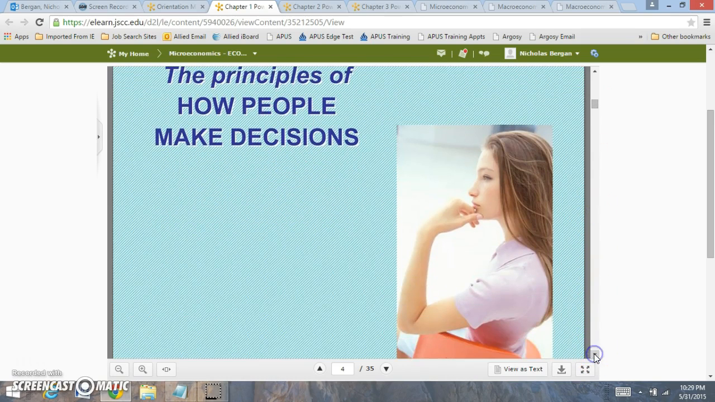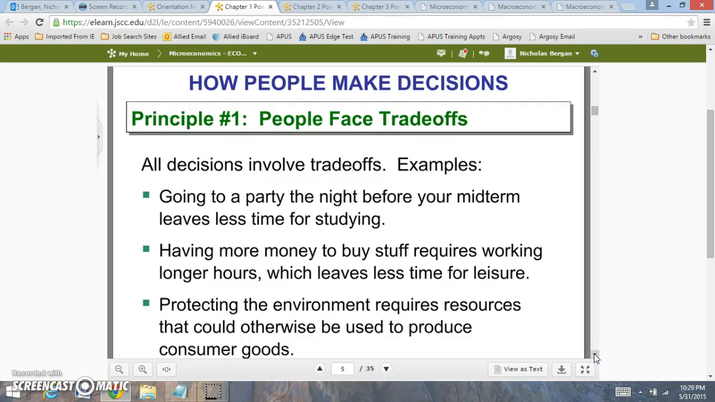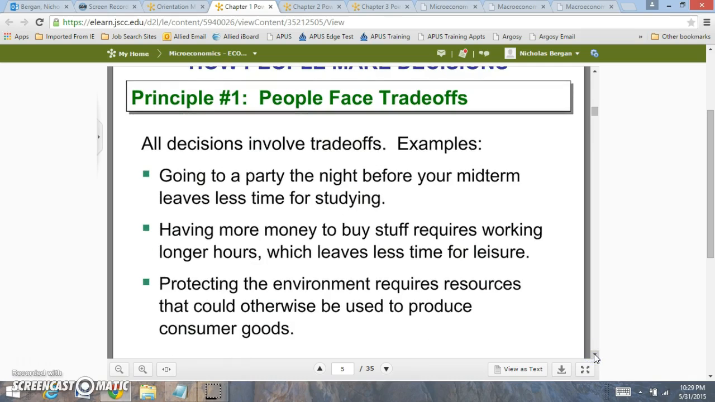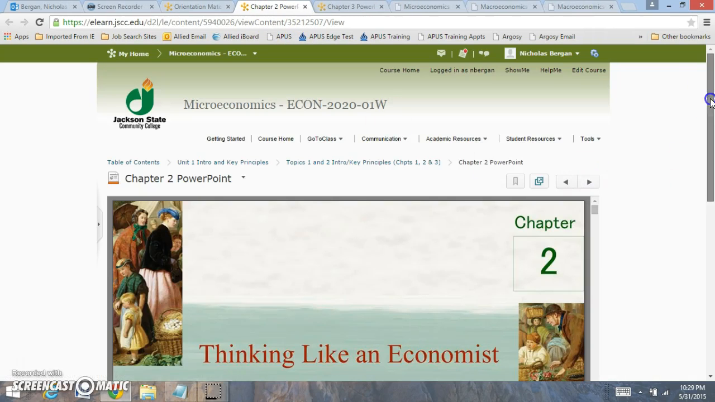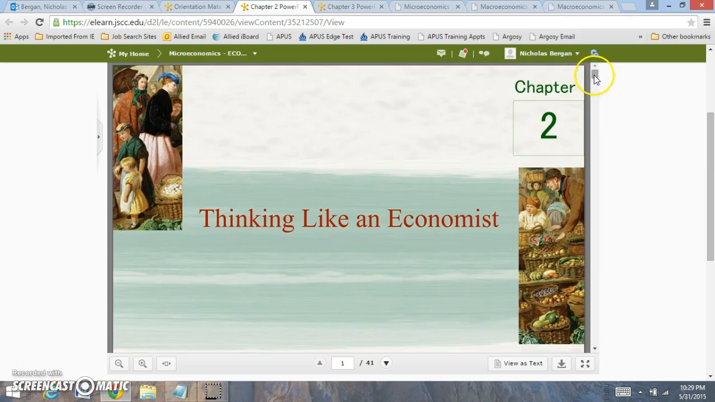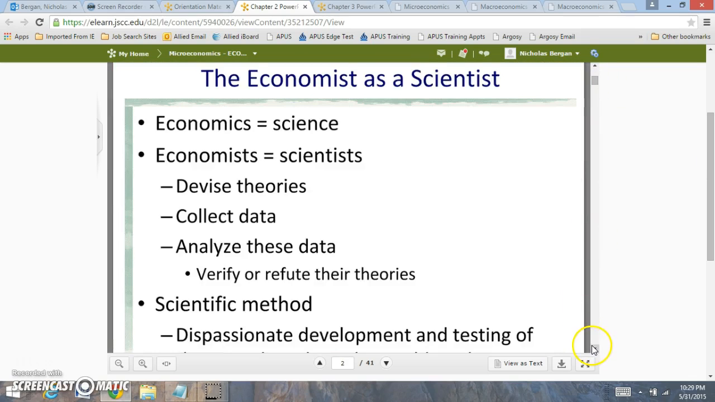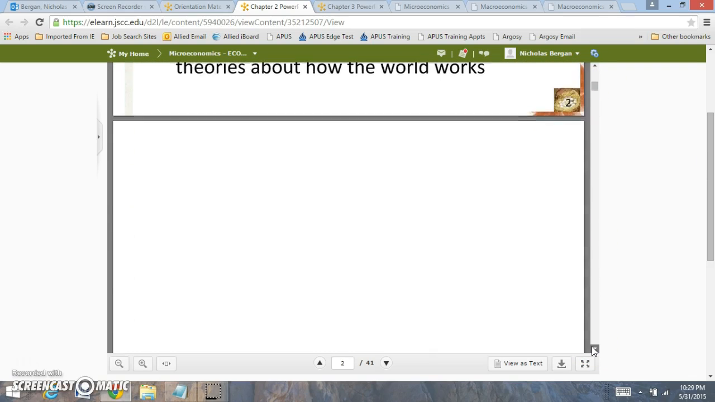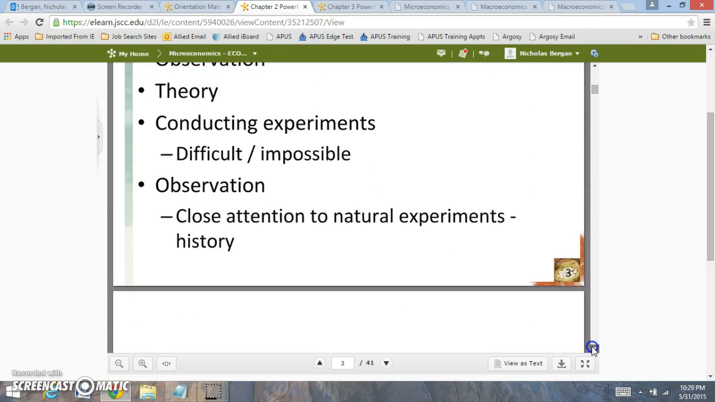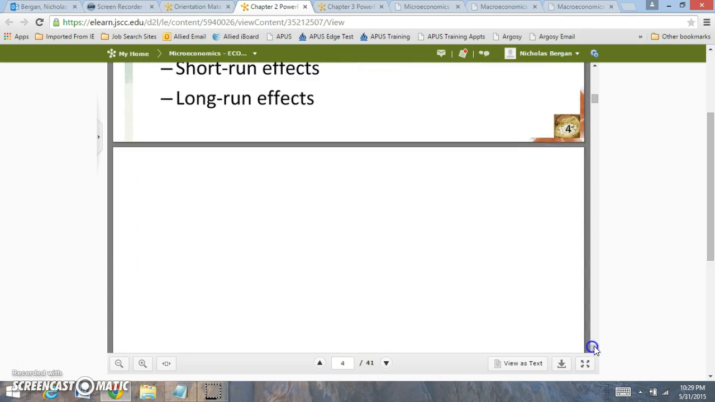In this chapter, they're going to focus on a couple different things. How people make decisions. And when we look at how people make decisions, you notice we're going to be faced with our trade-offs. And our trade-offs are very important to evaluate because we're always deciding between two different events. Now in chapter 2, we're going to be looking at some other concepts. Chapter 2 is going to be focused on the role of observations and models.